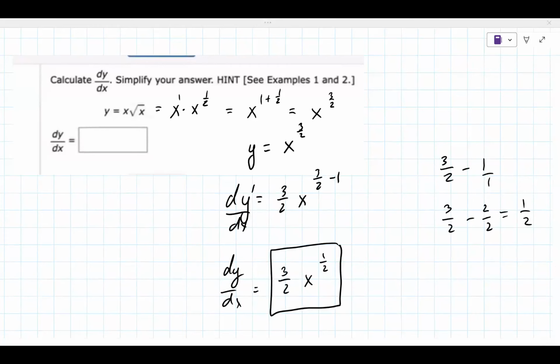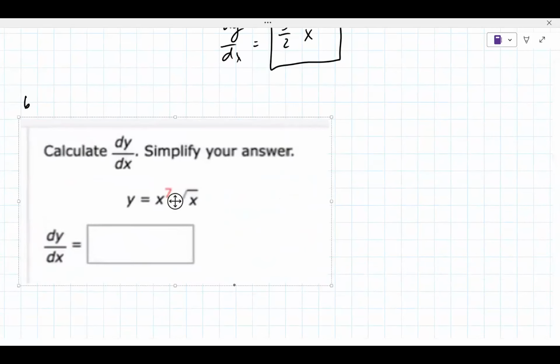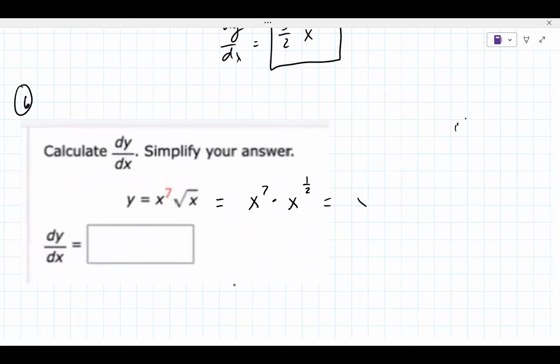All right, so 6 is very similar. So this is x to the 7th times x to the 1/2. 7 is really 14 over 2, and then we're adding it to the 1/2. So this becomes x to the 15 over 2 power, like that.